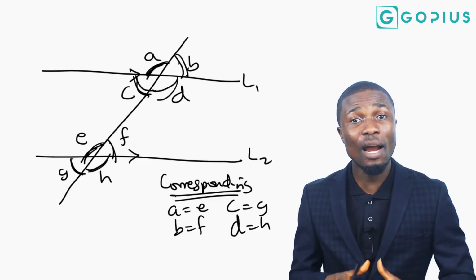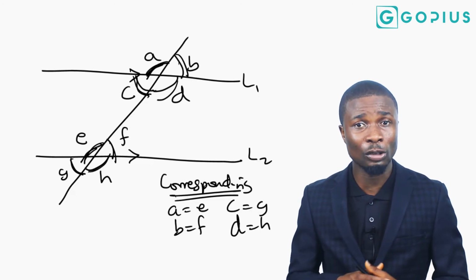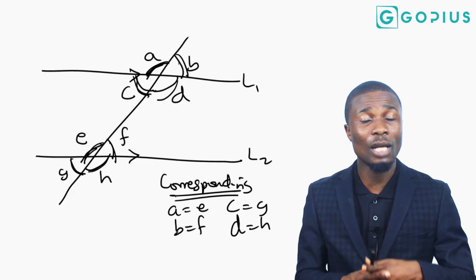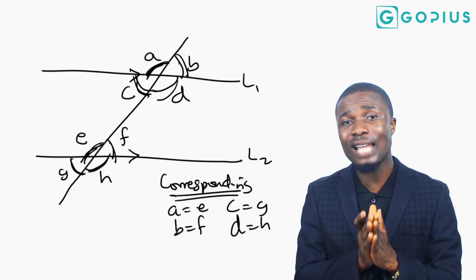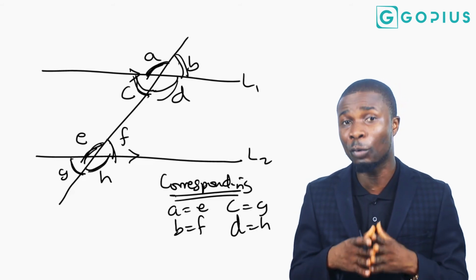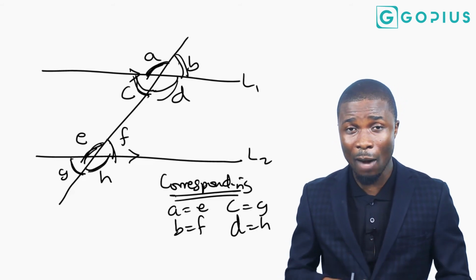So if you see a diagram in your exams and 2 parallel lines are drawn, a line is drawn that is transversal, and maybe one of those angles is given and you are asked to find something else, you notice that that particular angle shares the same position with respect to that parallel line as the other one you are asked to find.